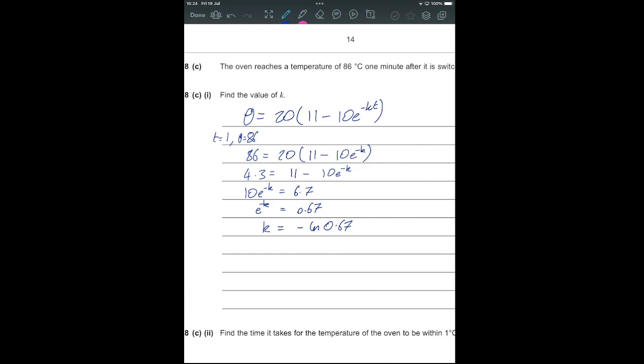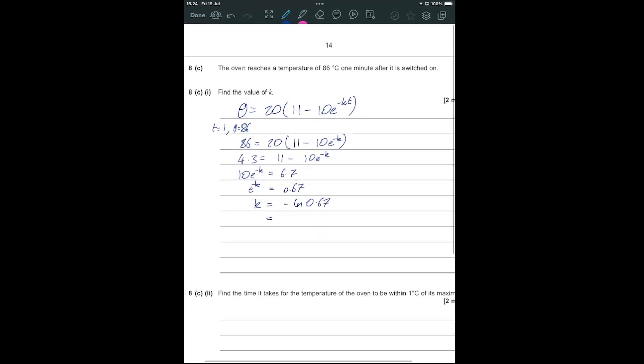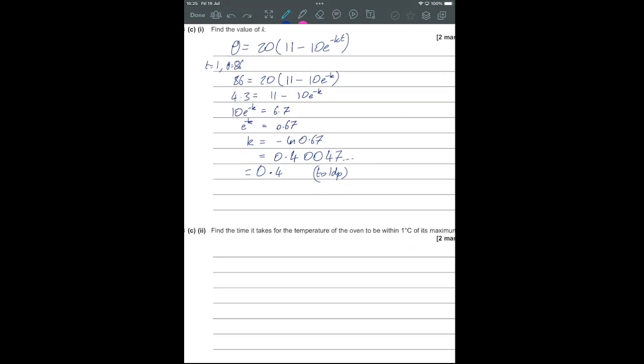That's my exact value. The question didn't tell me about exact or not, so I am going to give the answer to probably 3 sig figs. Well, it comes out as 0.4004. So I'm going to just quote it as 0.4 to 1 dp. And notice I've given the examiner there 3 choices of a correct answer to give me the mark for. It's a good habit to have a little bit of redundancy, certainly when there's rounding involved.